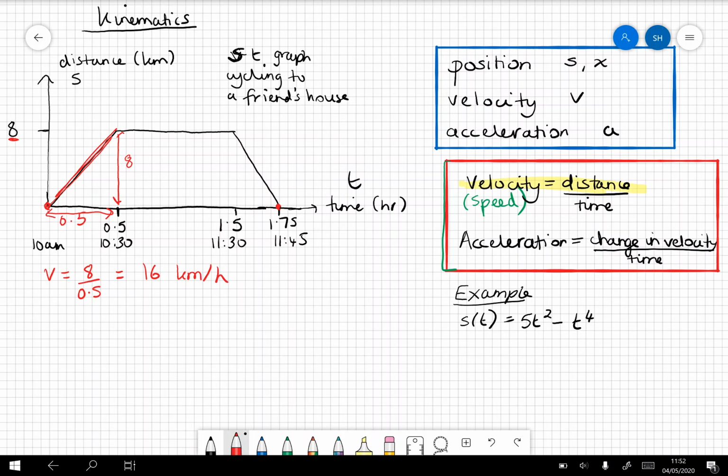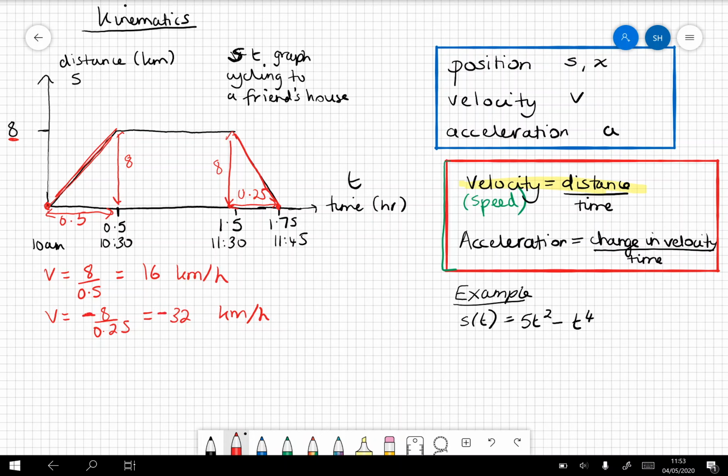We could do the same thing on the way home. So we'd still have a distance of 8, and we'd have a time, this time it's a quarter of an hour. But the difference on the way home, and this time we're going really quickly, is that our velocity would be negative.